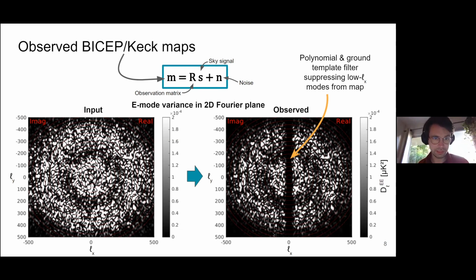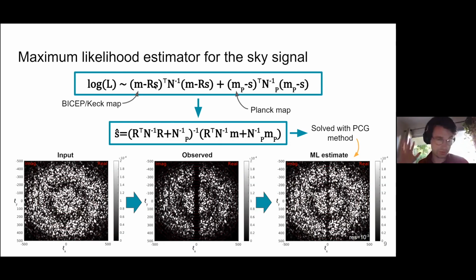So the idea to obtain the true sky signal S is to maximize this likelihood here. It's a Gaussian likelihood in noise, adding in some prior, assuming some external map which is unbiased, for example some Planck map, to build this least squares estimator, which we solve by inverting this large matrix, now some 300,000 by 300,000, with a preconditioned conjugate gradient.